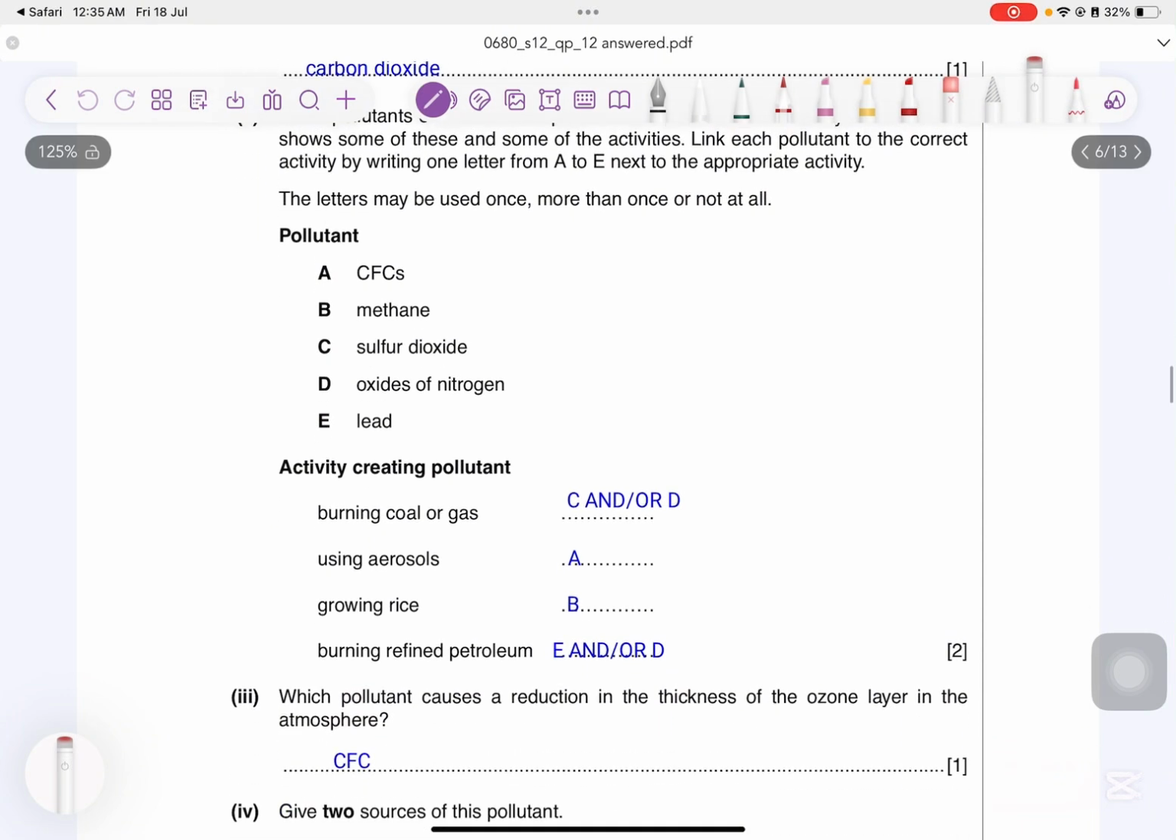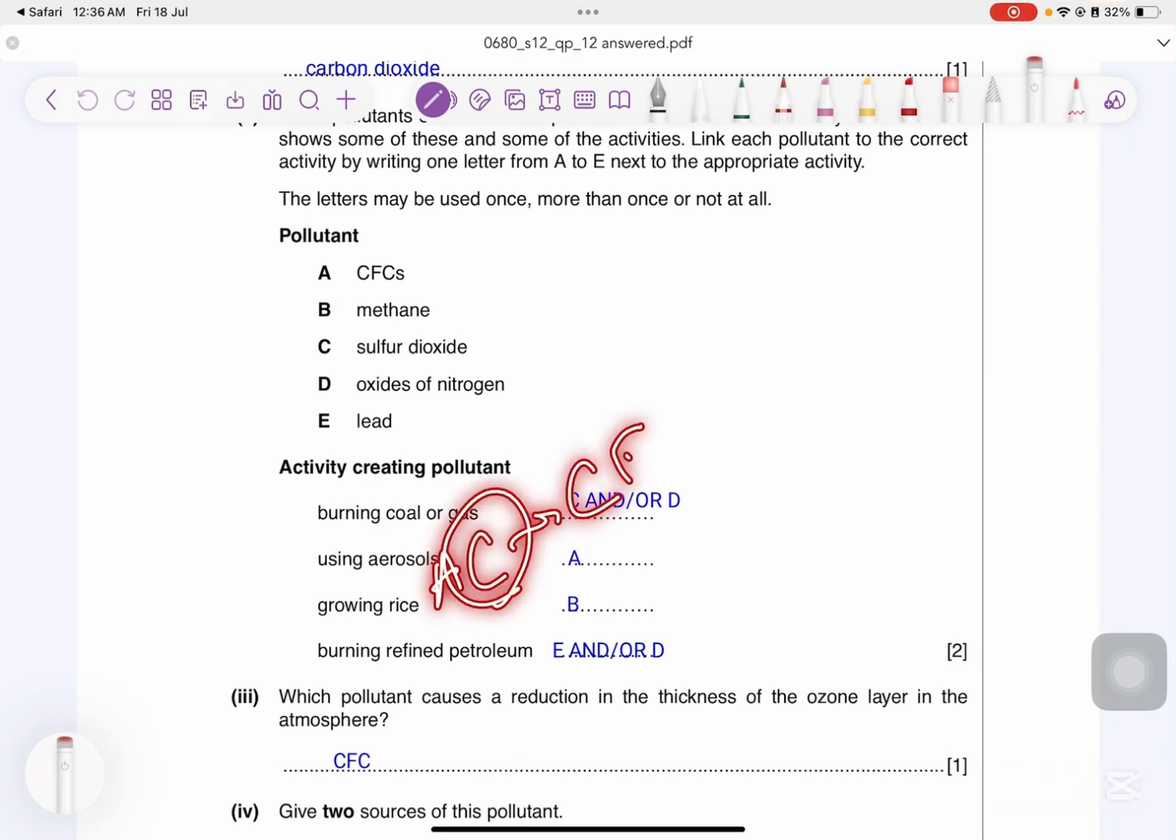Okay. Pollutants: we have CFCs, methane, sulfur dioxide, oxides of nitrogen, and lead. Burning coal and gases, like burning fossil fuels, combustion is going to release the oxides, as I told you. So it's going to be sulfur oxide and nitrogen oxide. Using aerosols releases CFCs, as well as the AC. AC also releases CFC. How to remember that? Remember that AC releases CFC. So in both, connect them together. You can remember it better that way.